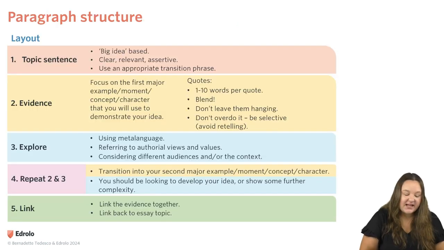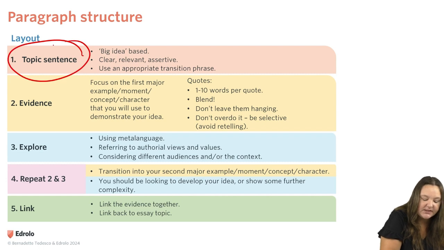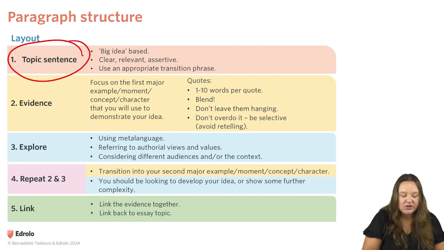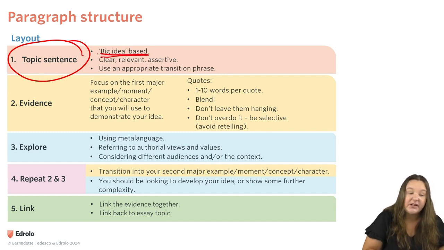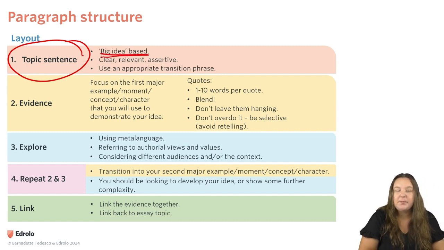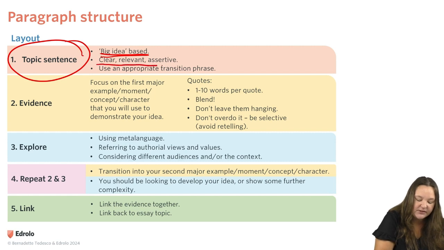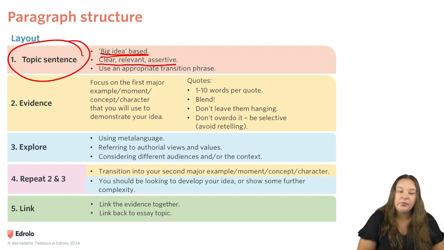So this is a body paragraph structure that you can follow. It begins with a topic sentence, and the topic sentence is where you explain what idea you're going to be exploring in that body paragraph. It needs to be based on an idea, not an example or a character. It's what idea from the text are you going to be exploring to prove your overall contention. It needs to be clear, relevant, and assertive. You don't want a topic sentence to be too long.